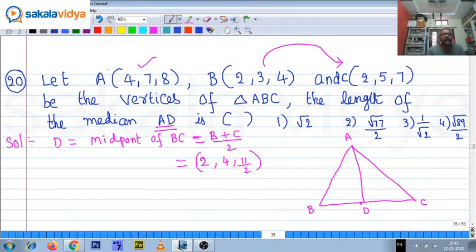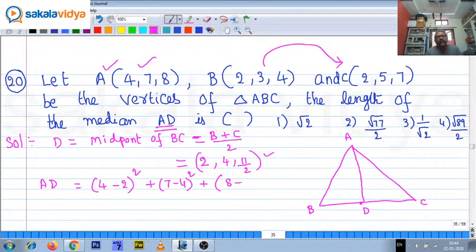Now the distance between point A and this point we need to find out. AD distance: (4 minus 2) whole square, that is (x2 minus x1) square, plus (7 minus 4) square, that is (y2 minus y1) square, plus (z2 minus z1) square, (8 minus 11 by 2) whole square. AD square: first, no problem, this is 4 plus 9, plus this will be 16 minus 11 is 5 by 2 whole square, that is 25 by 4.